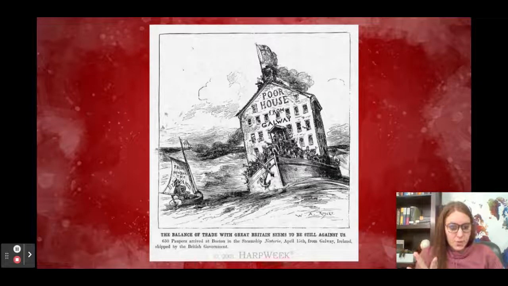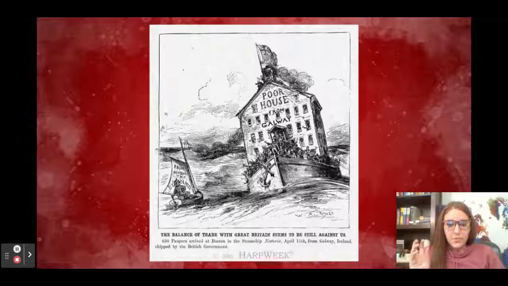So, this is a famous political cartoon. One of the best ways to study nativism, I believe, is by looking at the political cartoons of the time period because they are extremely explicit in their opposition to immigration. So, here is showing the poorhouse from Galway. This is going to be a poorhouse from Ireland, which was a common source of immigration in our early 1800s.